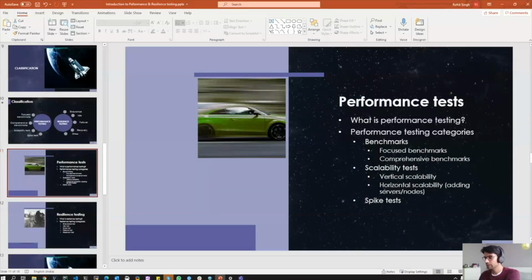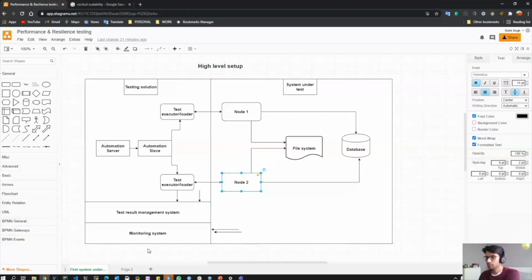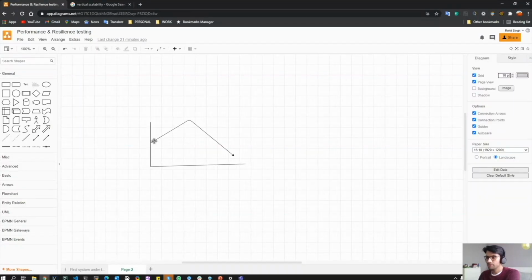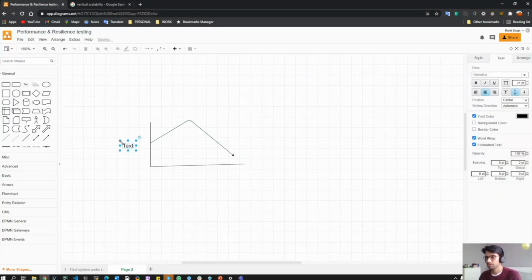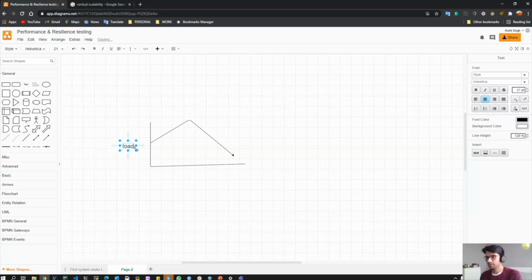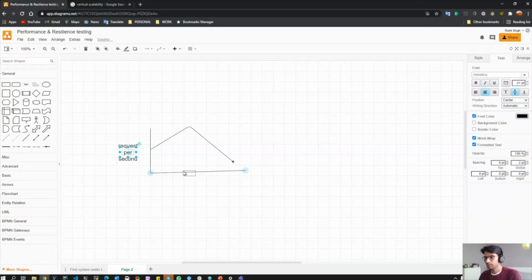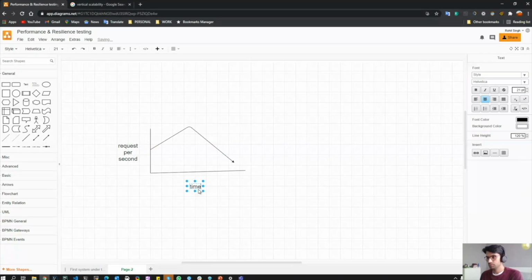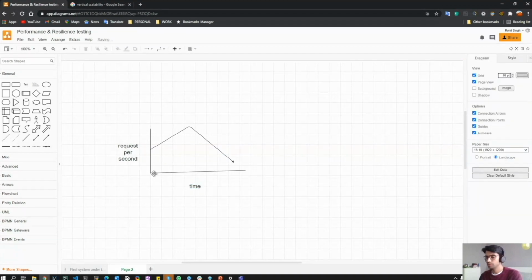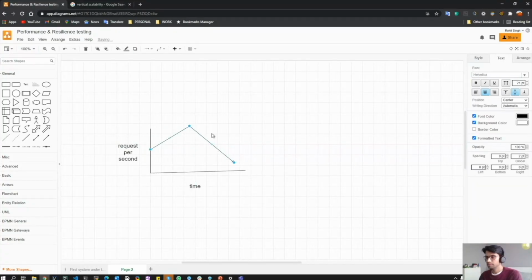Spike tests. In this one, the only difference is the load model. Here, this looks more like a spike test to me. On the left, let's say, is the load or the requests per second, and here is the time. If you have a 30-minute test and you go up for 10 minutes in the middle of the test, it's still not very spiky. So let me make it more so.